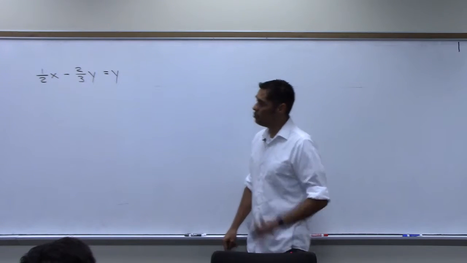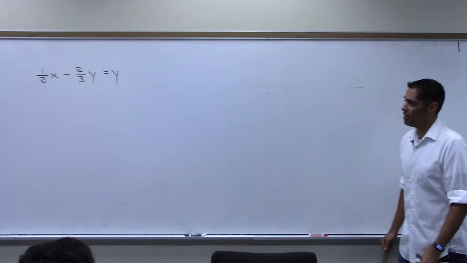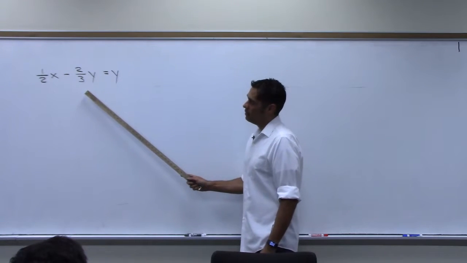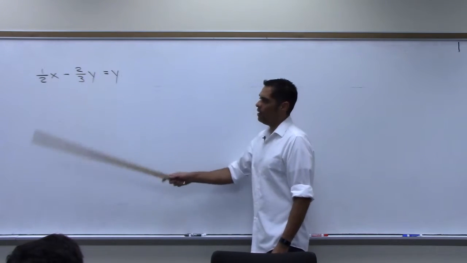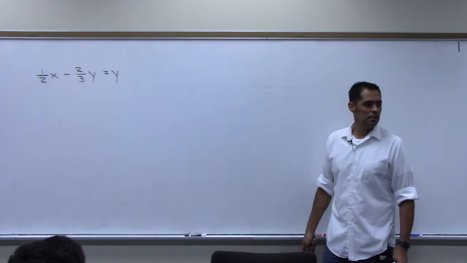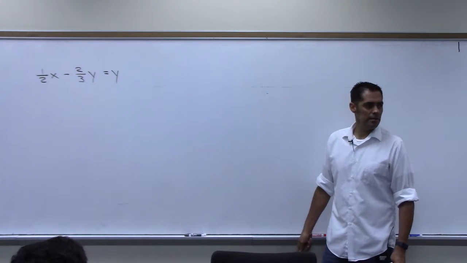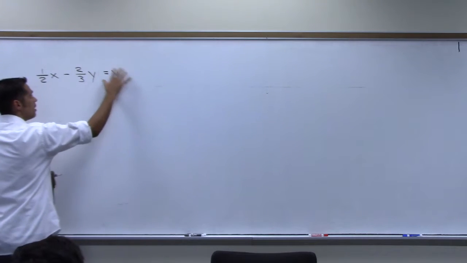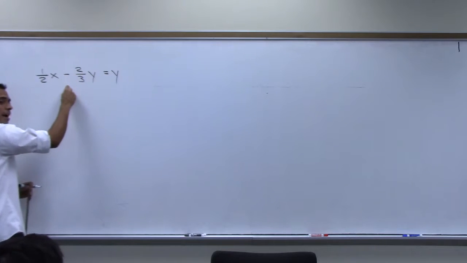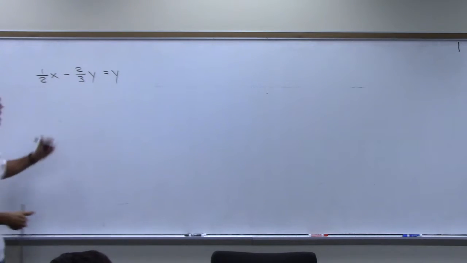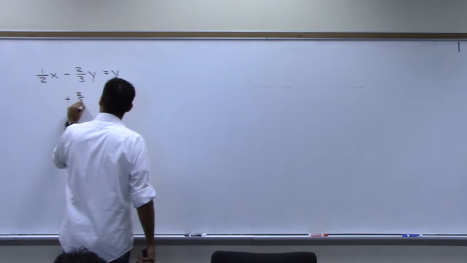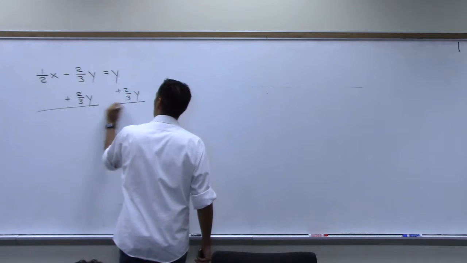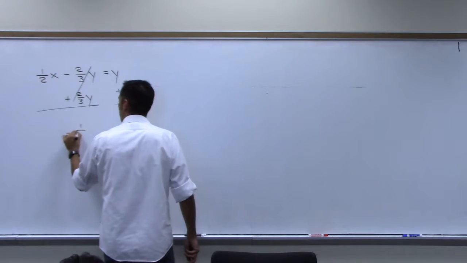So first thing you would do, I'm looking for suggestions. What do you want to do? I've heard multiply and divide so far. Add 2/3 y. So look, I want to get all my y's to one side. Let's put the y's over here. Since this is subtraction, I'm going to add. So I will add 2/3 y to this side and to this side. So over here it goes away, and I'm left with 1/2 x equals.